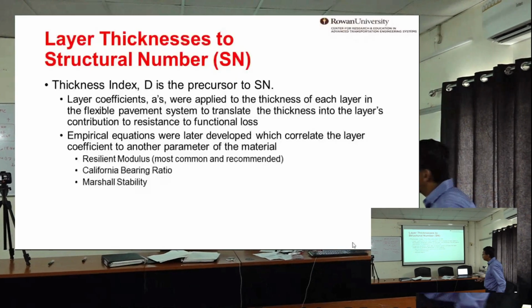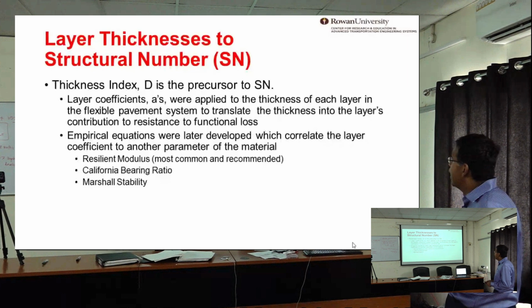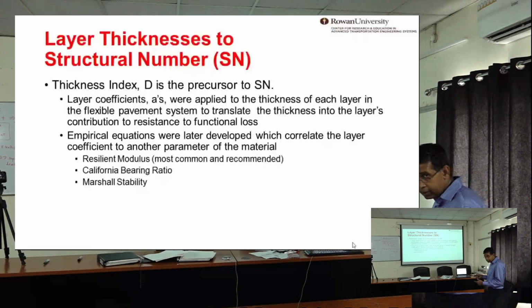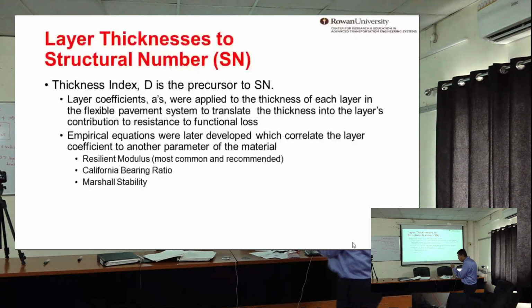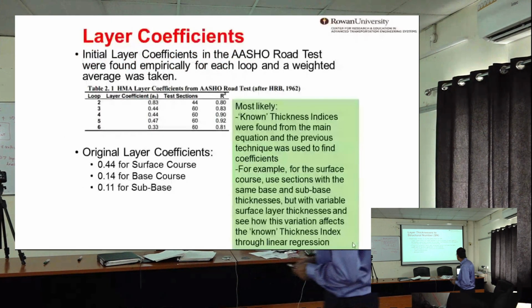each layer's contribution to resistance. Right, so that's SN is equal to A times D. Right, and then A was calculated based on resilient modulus, E value, CBR, or Marshall stability. So that's the equation for A, the log equation that I gave you for A values. That is dependent on the resilient modulus, CBR value, and the Marshall stability.